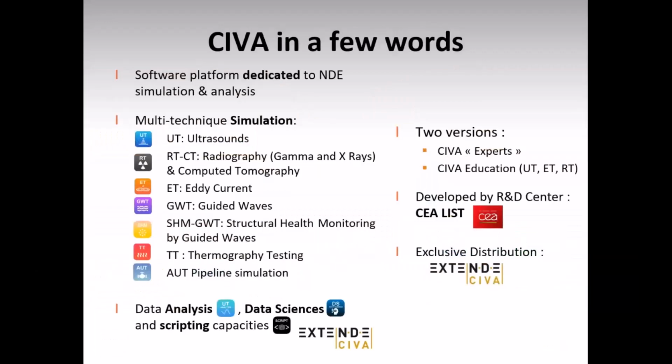In a few words, for CIVA, this CIVA is a software platform dedicated to ND simulation mainly, but not only, also analysis, and we'll discuss about that during this demo of CIVA data science. You can indeed also analyze real acquisition data from different systems, different acquisitions in UT. And in the simulation part, CIVA deals with different techniques, so UT, and when I say UT, of course, I include phased array, TOF, tandem techniques, and advanced phased array like TFM.